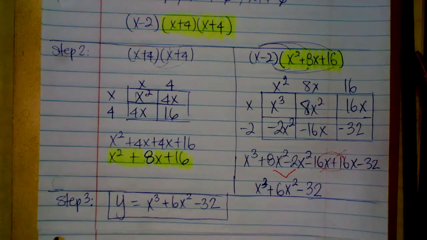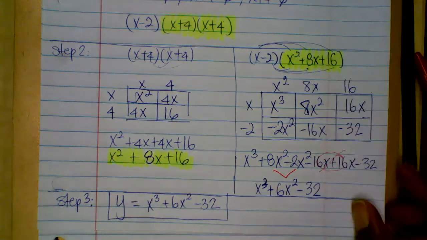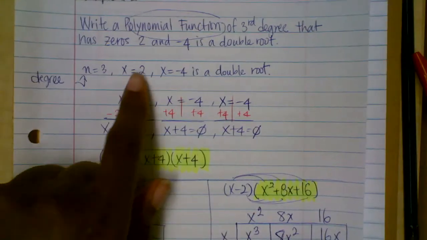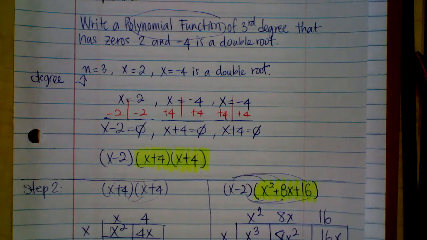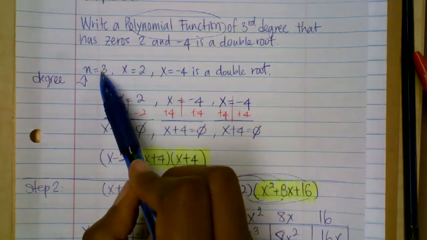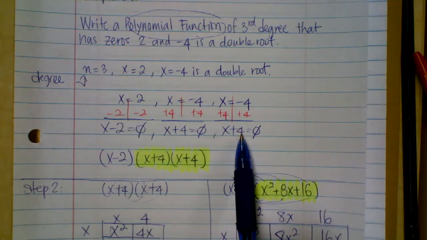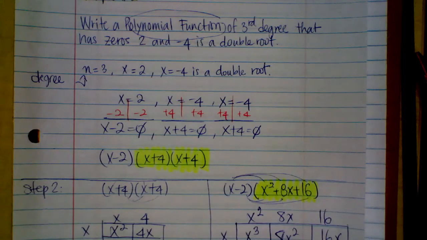I hope the video was beneficial to you and it now makes sense how to derive a polynomial function using its zeros, and also how you apply the fundamental theorem of algebra. We say that if the degree is 3, you must have 3 zeros, not just 2.